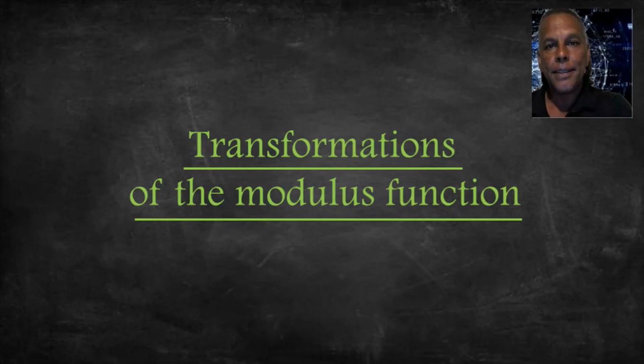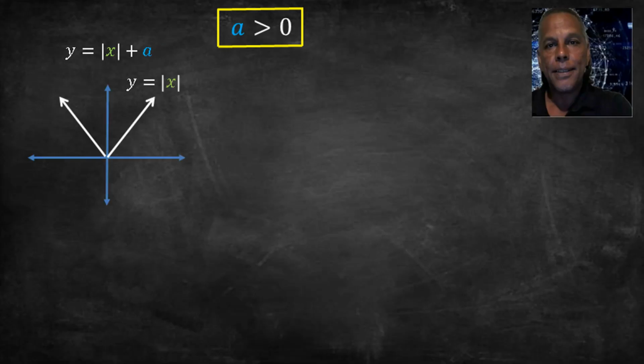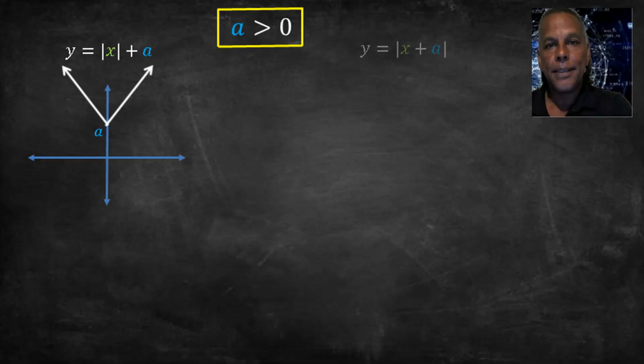Just like any other function, the modulus function can also undergo transformations. Let's briefly look at some of these transformations. For simplicity's sake, let's assume that a is a positive constant. Then the graph of y equals the mod of x plus a is a graph of y equals the mod of x shifted up a units. The graph of y equals the mod of all of x plus a is a graph of y equals the mod of x shifted a units to the left.